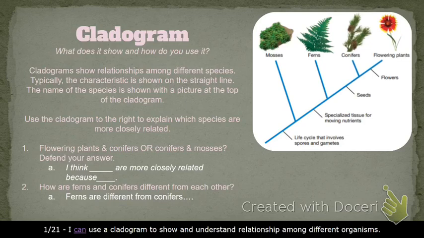After that, you should be able to answer these questions. I think blank are more closely related. Are flowering plants and conifers more closely related, or are conifers and mosses more closely related? Go ahead and type in your answer here: I think that these two are more closely related, whichever two you think, because, and then explain why. Another question to make sure you understand this is, how are ferns and conifers different from each other?